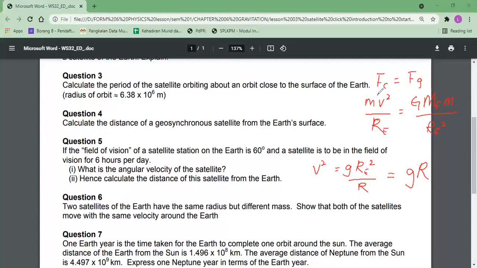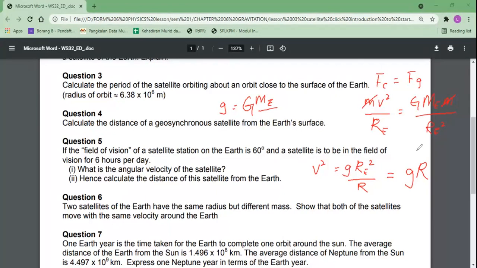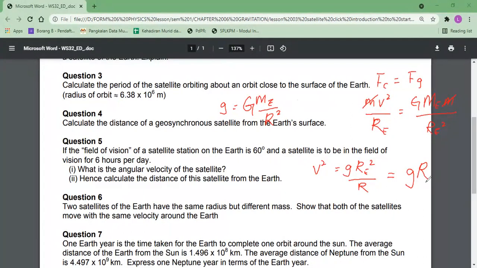Okay, so from here, you see, m and m cancel. G, where the g is equal to G M e over re squared, this will be the g. Okay, so from here, g r squared, we get that v squared is equal to g r.